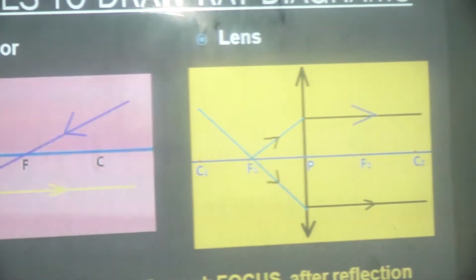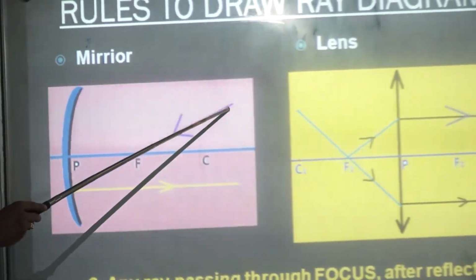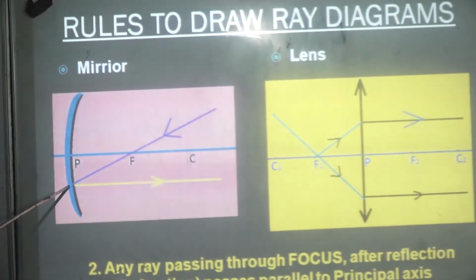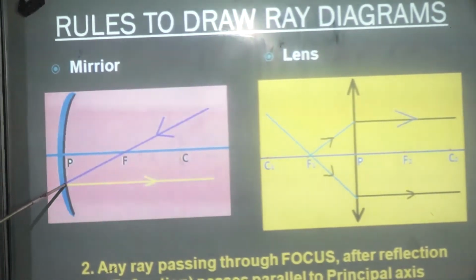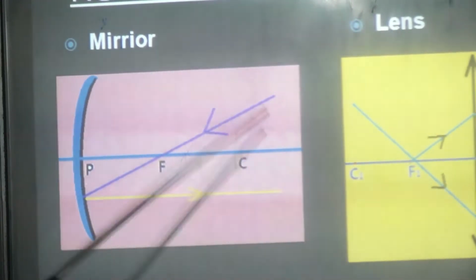This is the first rule. Next, come to the second rule. This is the converse of the first rule. Now this is the ray passing through focus. This is the incident ray passing through focus. After reflection it passes parallel to the principal axis.